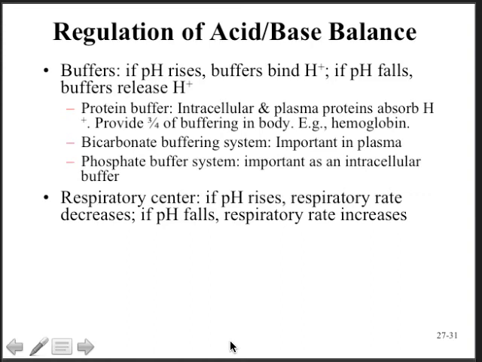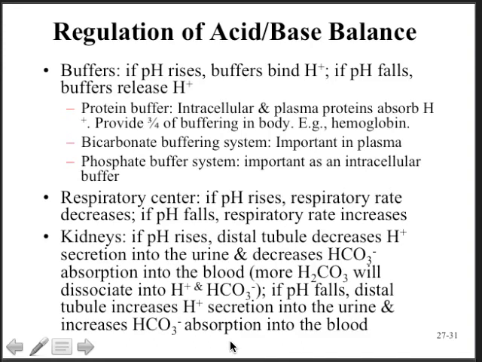The respiratory center also plays a role. If the pH rises, the respiratory rate slows, while if the pH falls, the respiratory rate goes up. And again, this is aimed simply at controlling the retention or the excretion of carbon dioxide. The more CO2 we blow off, the more we're going to elevate the blood pH. The less CO2 we blow off, the more we're going to drop the blood pH.